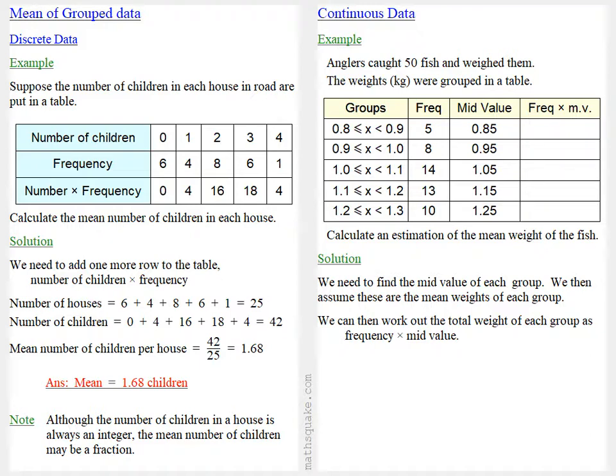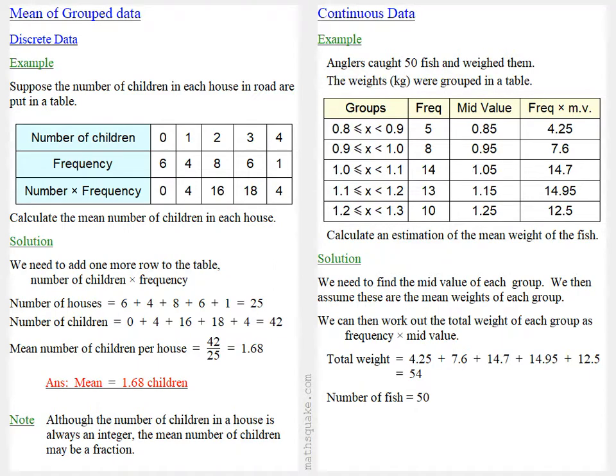So the total weights are 5 times 0.85, which is 4.25, 8 times 0.95, which is 7.6, 14 times 1.05, which is 14.7, 13 times 1.15, which is 14.95, and 10 times 1.25, which is 12.5. So to get the total weight, we add them together: 4.25 plus 7.6 plus 14.7 plus 14.95 plus 12.5, which is equal to 54. And the number of fish is 50.